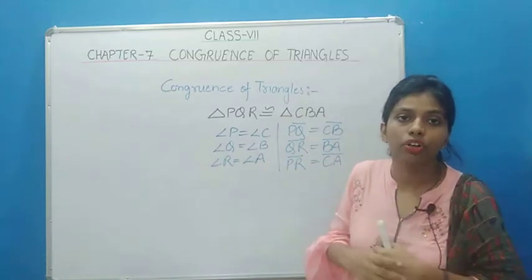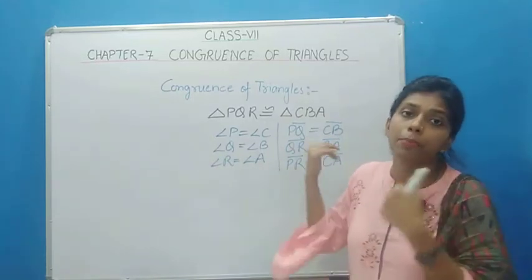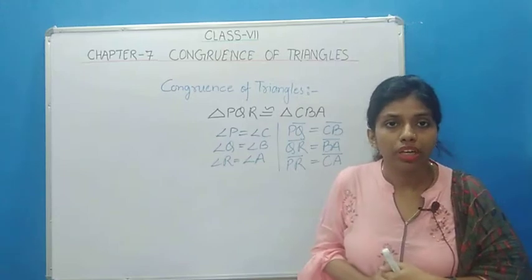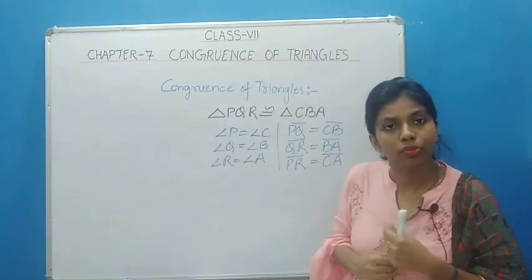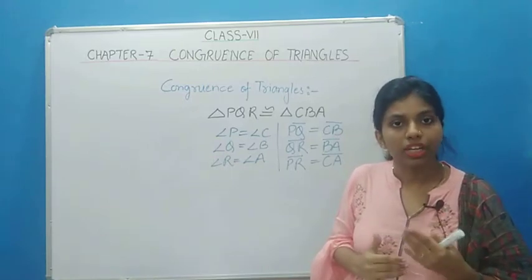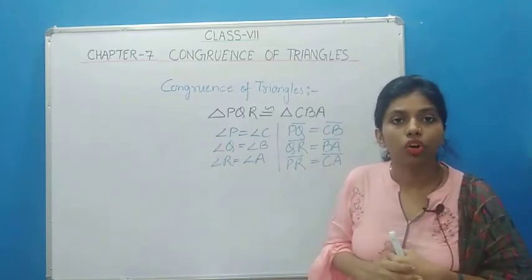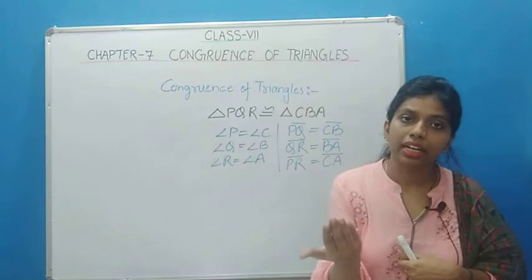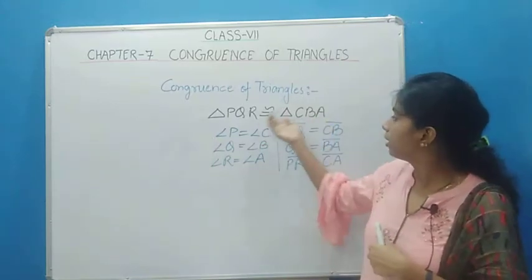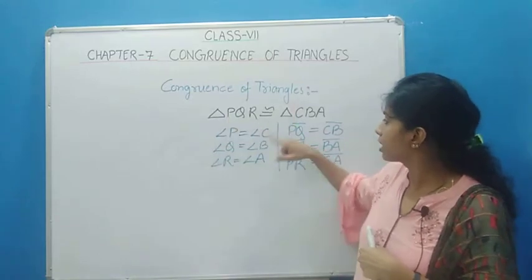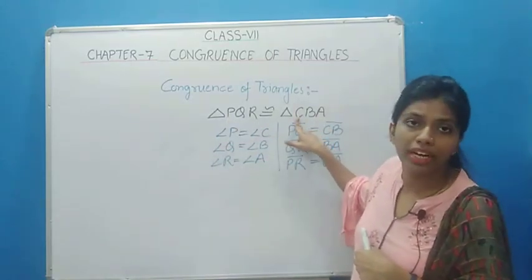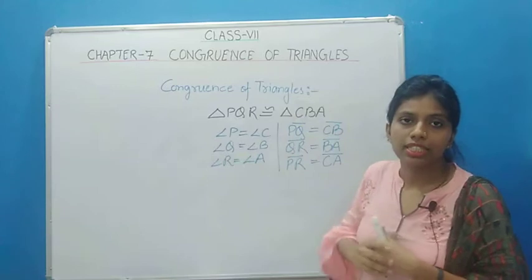So if measurements are equal, then we can say that triangles are congruent, and if it is given that triangles are congruent, then it's obvious the measurements are going to be equal, and we have to arrange the triangle names in the same way as the measurements are given equal. Not like if angle A is equal to angle P, then if P is right at the first, then angle A also has to be right at the first. Okay, so this is important.